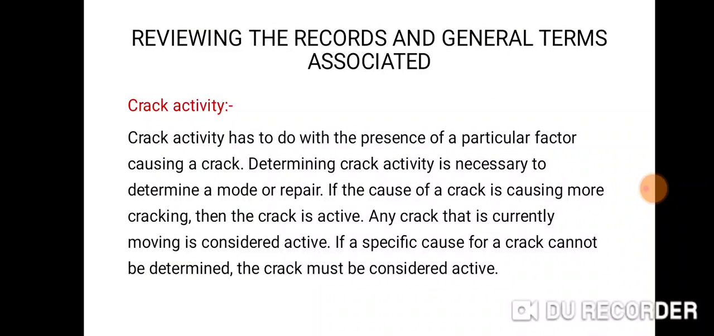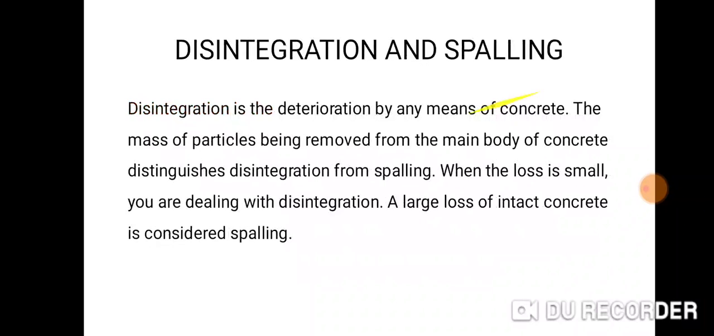Crack activity has to do with the presence of a particular factor causing a crack. Determining crack activity is necessary to determine a mode of repair. If the cause of a crack is causing more cracking, then the crack is active. Any crack that is currently moving is considered active. If a specific cause of a crack cannot be determined, that crack must be considered active.